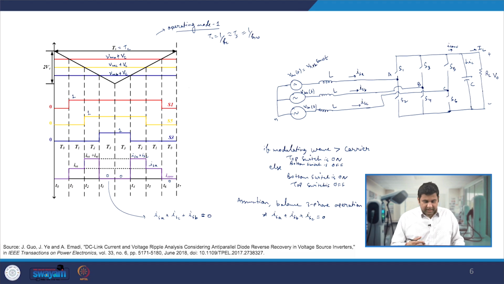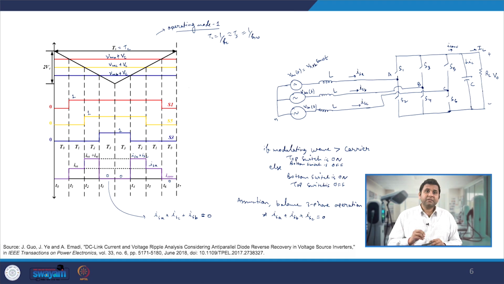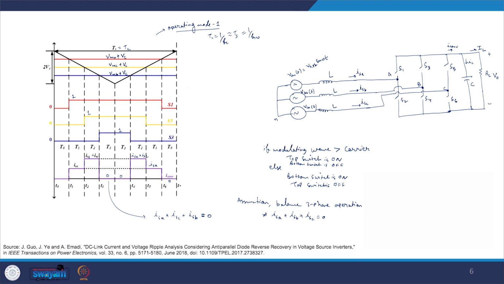So now we know that in one carrier cycle, or one switching cycle of duration Ts, for some of the period the I converter carries the current ISA, for some of the period it carries the current ISA plus ISC, and in some other duration the I converter current is equal to 0. Now this is the case only in operating mode 1, or you can say sector 1. In sector 2 there could be some other value.